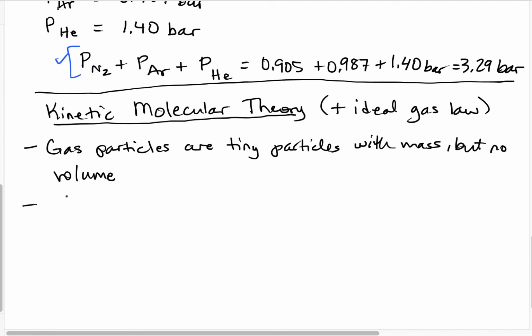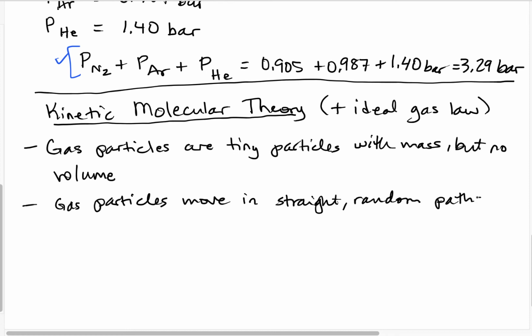And also, like what we've already talked about, we're going to see that our gas particles move in straight lines, and they're really in straight random paths. So they don't just follow one path. They bounce off and have random paths throughout our container. And they're constantly doing this. They're constantly in motion.